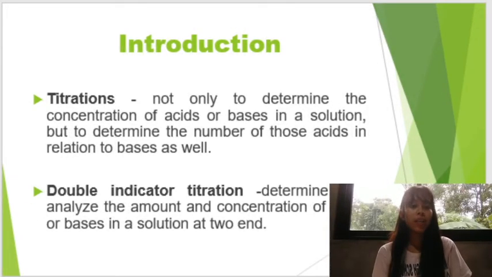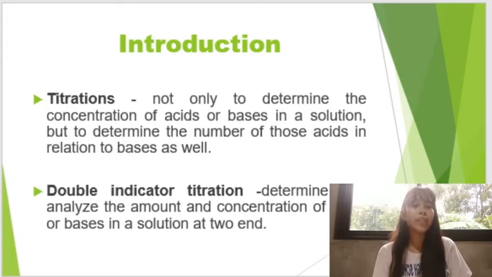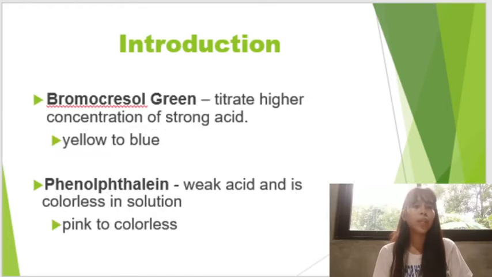For our introduction, titration is used to determine the concentration of an unknown sample from a known sample. Double indicator titration is used for samples that have two endpoints, and indicators are used to determine and give a sign to the sample.